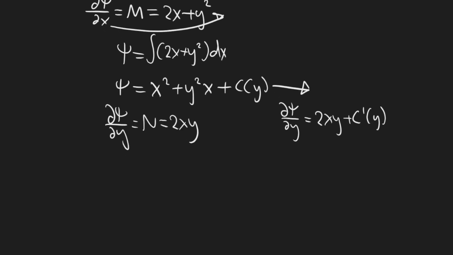All right, now we can compare the two that we know have to mean the same thing. So this means that 2xy equals 2xy plus c prime of y. And so if we were to subtract 2xy from both sides, we would be given c prime of y equals 0.